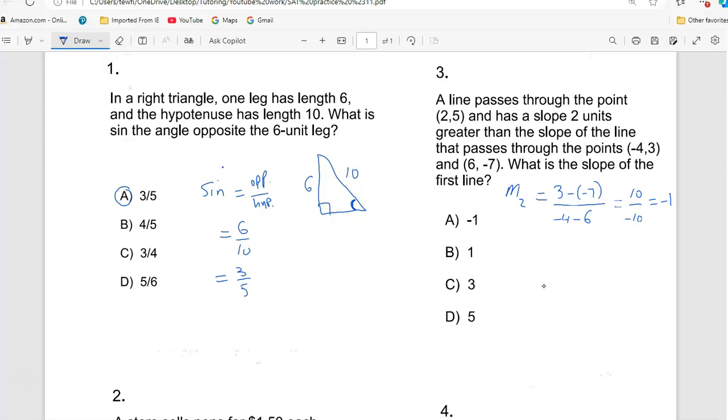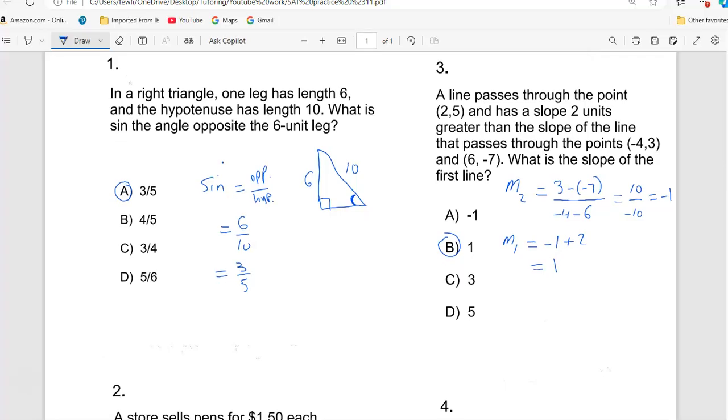So the slope of the first line will be negative 1 plus 2, right? Because they said 2 units greater, which is going to give you 1. And that will be the answer, choice B. Right. We don't even need this point, this is extra information. We didn't use it, and we got our answer from here.